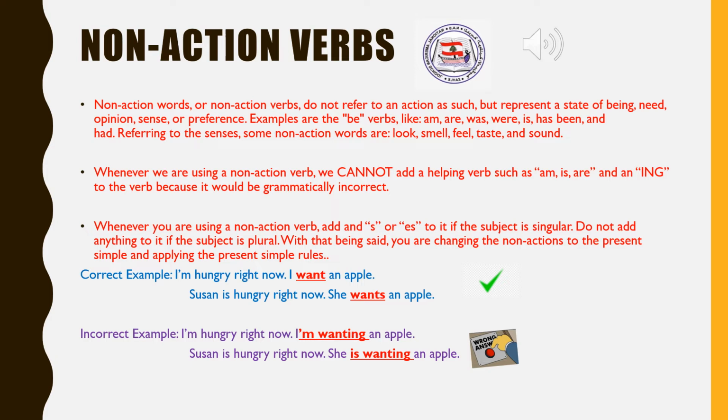Now, let's move on to non-action verbs. Non-action words or non-action verbs do not refer to an action as such, but represents a state of being, need, opinion, sense, or preference. For example, the helping verbs in the verb to be, am, are, was, were, is, has been, and had. Those are all helping verbs. Therefore, they do not refer to a certain action, which is why they belong under the non-action verbs.